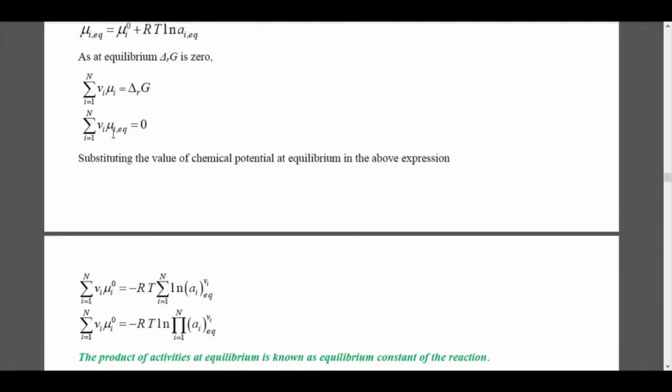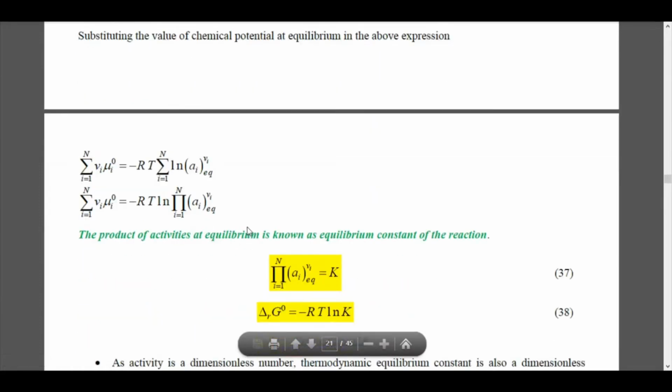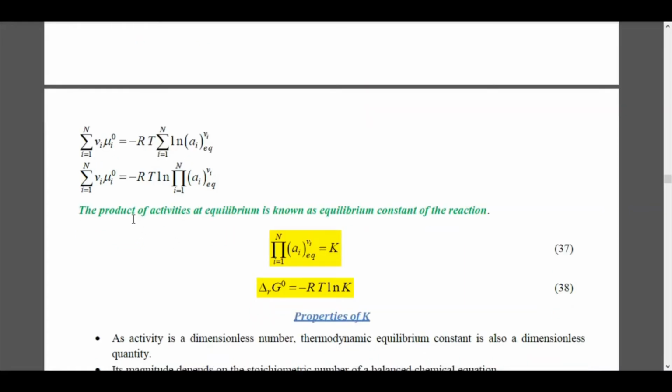If we substitute the chemical potential value here, what is the chemical potential value? The chemical potential value is mu i0 plus RT ln a_i. Again, a_i is at equilibrium state. So, we will get an expression like this. Again, if I replace the sum of logarithms as the logarithm of products, I will get an expression like this in terms of activities at equilibrium state. So, the product of activities at equilibrium is known as the equilibrium constant of the reaction.